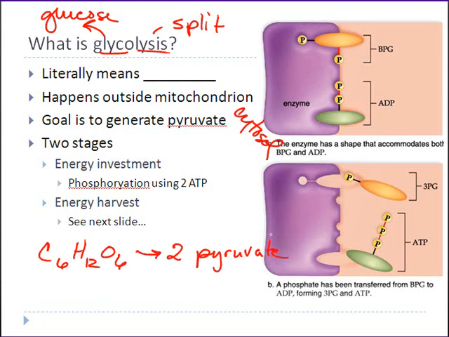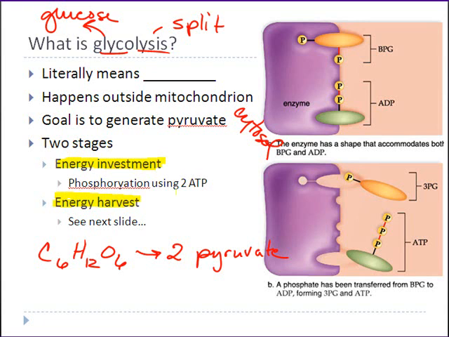And pyruvate is a 3-carbon molecule. So we've just taken a 6-carbon molecule and turned it into 2 3-carbon molecules. And there are 2 major steps involved in the process of glycolysis. There's what we call the energy investment phase. We have to actually invest a little ATP energy to get the process started, and then we get to harvest energy, and actually our return on the investment is greater than the amount of energy we invested. So let's look at the energy investment phase first.